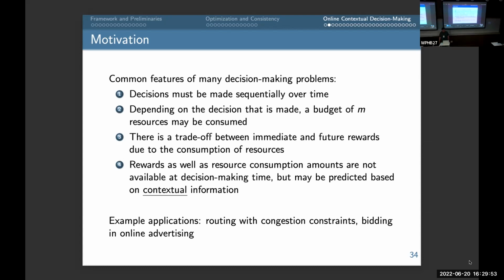Some example applications that you might think about are routing with congestion constraints. Think about Waze or Google Maps. They're providing a bunch of different recommendations to people on a network, and the recommendations that they provide ultimately affect the travel time or the congestion on that network. Another example is bidding in online advertising. Online advertising campaigns have a certain amount of budget that they want to use across different impression types. Thinking about how to do that optimally depends on predictions made for quantities like the click-through rate, which depend on contextual information about the ad and so on.